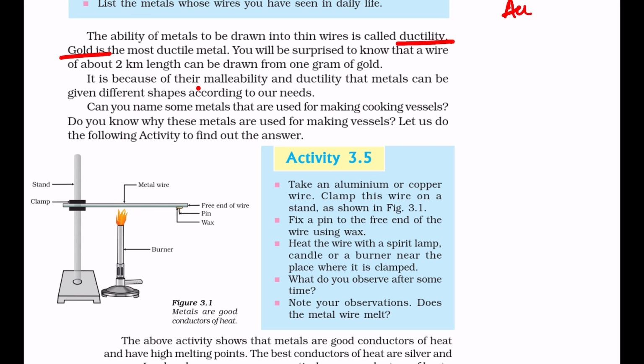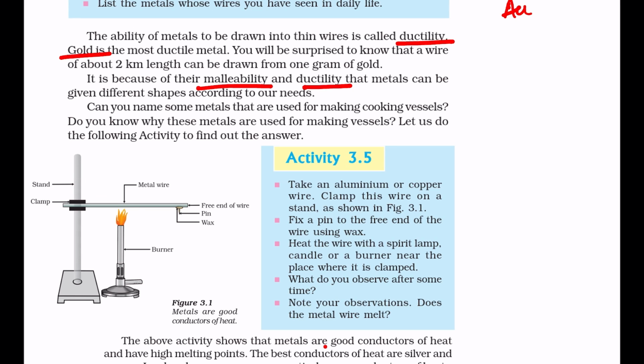Now because of the malleability and ductility, metals can be given different shapes according to our needs. Since metals can be beaten into sheets, metals can be drawn into wires, metals can be given different shapes according to the needs. The utensils are made up of metals, the jewelries are made up of metals, the electrical wires are made up of metals.